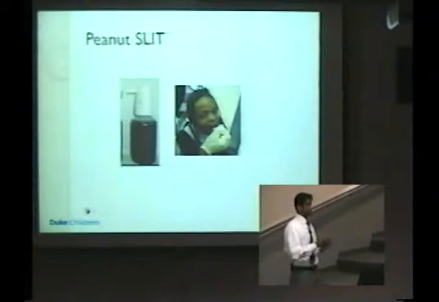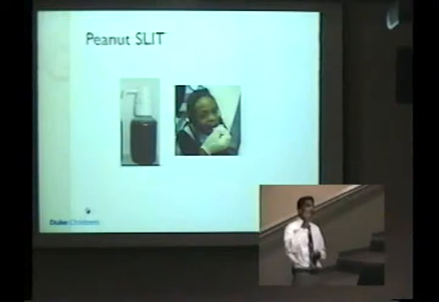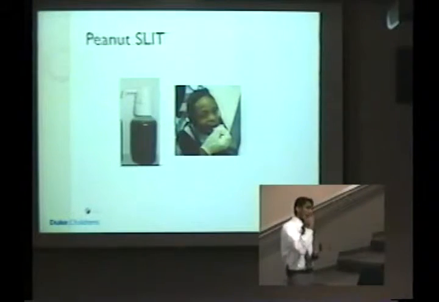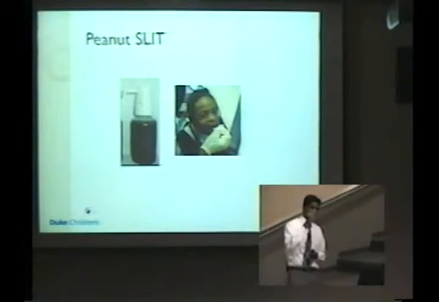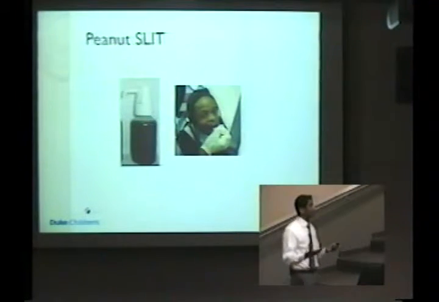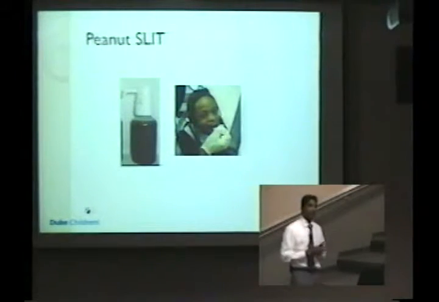Peanut SLIT. So taking peanut liquid, pumping it through that little bottle under someone's tongue, holding it for a couple of minutes, and then what we do is we swallow at Duke. Some places spit it out. The thought is that theoretically the peanut protein gets absorbed by the capillaries under the tongue, kind of like nitroglycerin. When someone has a heart attack, they put it under their tongue and that medicine gets absorbed pretty quickly.